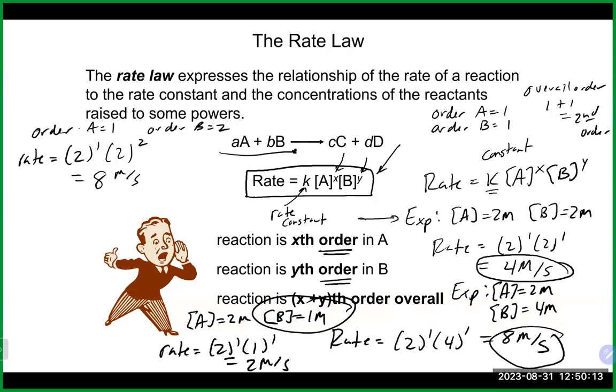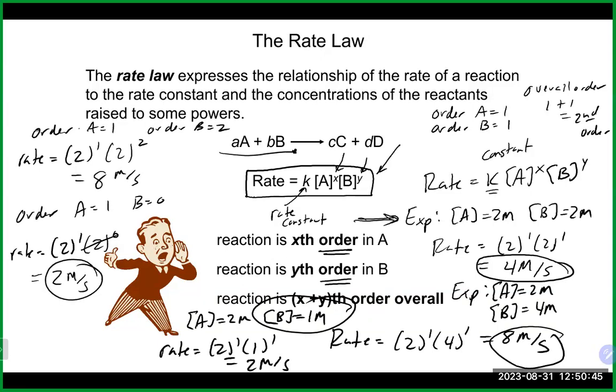Questions? Now, what happens if I had an order where A was 1 and B was 0 order? Let's do our same first experiment here. The rate would equal 2 to the 1 and 2 to the 0. When you take something to the 0 order, what does it equal? It does equal 1 in this case, right? So because the order of B was 0, my rate is 2 molar per second in my made up example, which out of the gate is half as fast as the case where they were both 1.